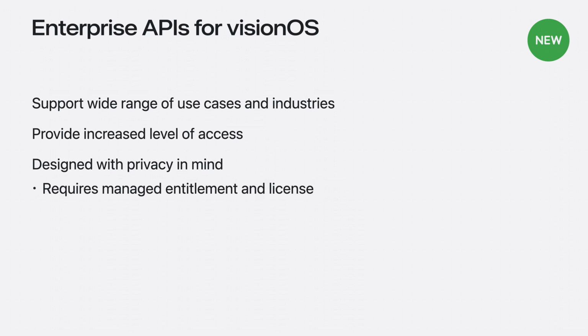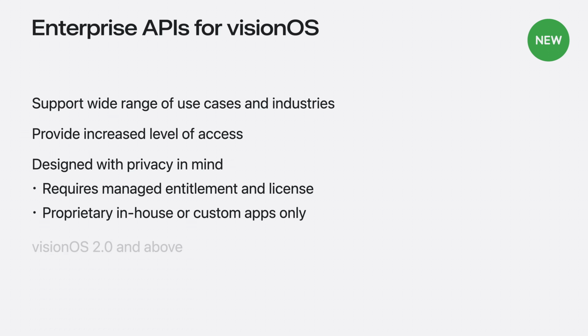To ensure that they are only used in appropriate situations, a managed entitlement is required, along with a license file tied to your developer account that enables the entitlement for your apps. And since these APIs are intended only for enterprise use, the entitlements are only available for proprietary in-house apps or those custom-made for other businesses, privately distributed through Apple Business Manager to the organization's users.